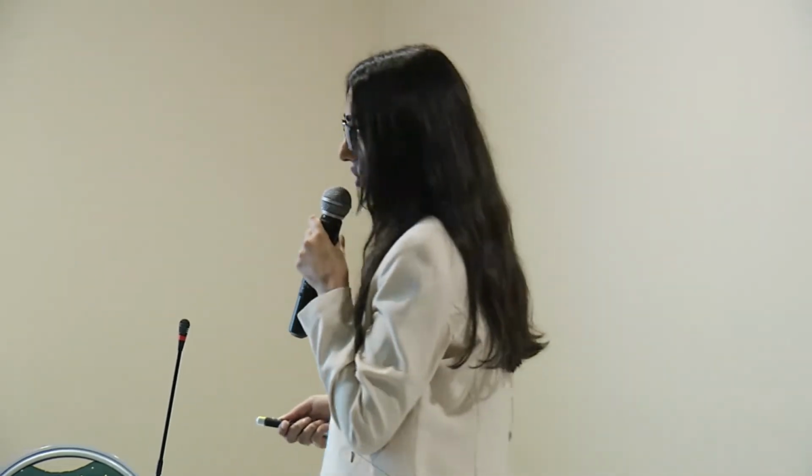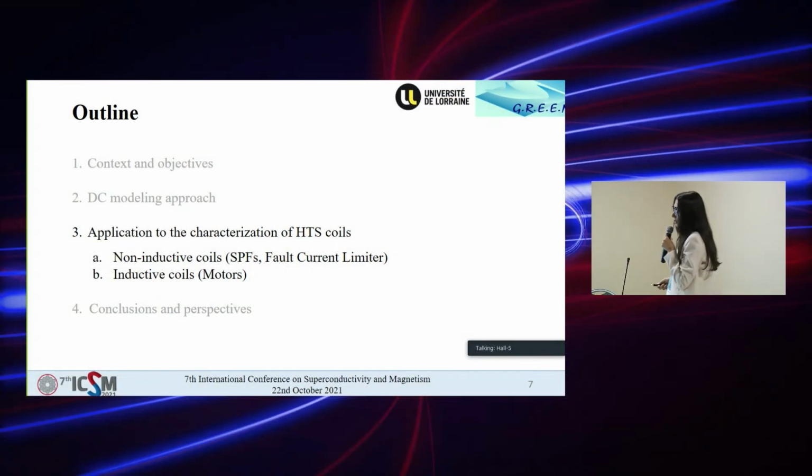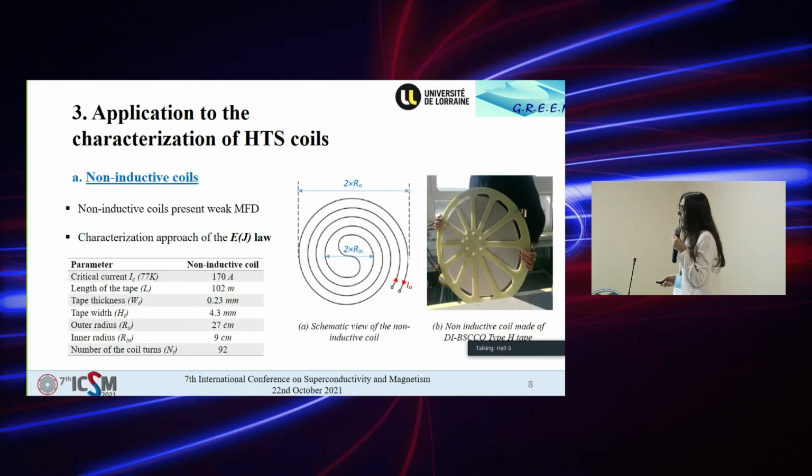The modeling approach is applied to the characterization of two types of HTS coils: inductive coils for applications such as motors, and non-inductive coils for applications such as superconducting power filters and fault current limiters. I will start with the non-inductive coils. So the modeling approach is applied to a circular pancake non-inductive coil wound with DI-BSCCO, Sumitomo's innovative Bi-2223 tape. Figure A shows the schematic view of the coil, and here is a photograph of the coil. The specifications are given in this table.